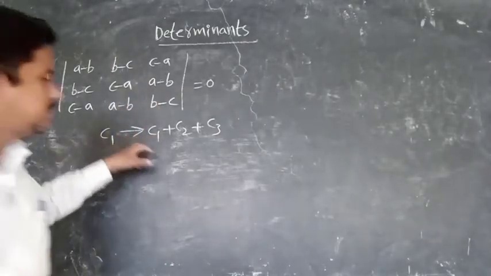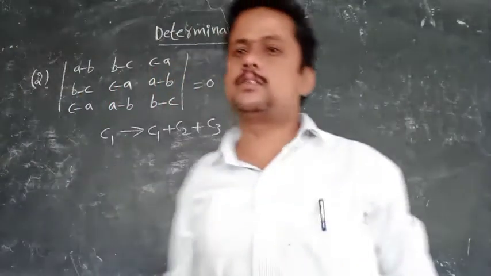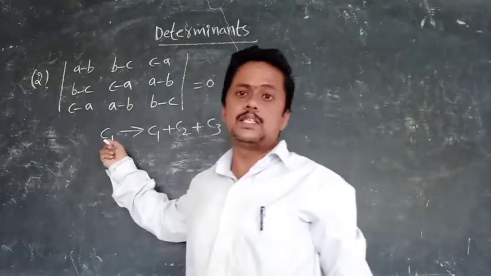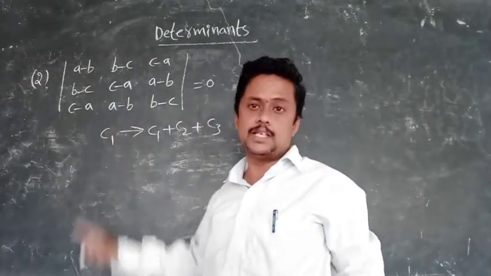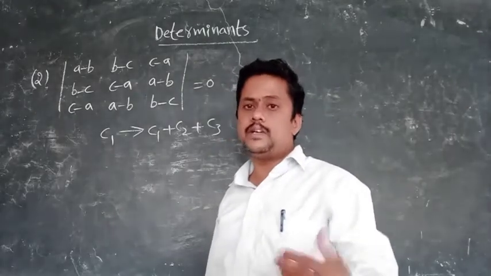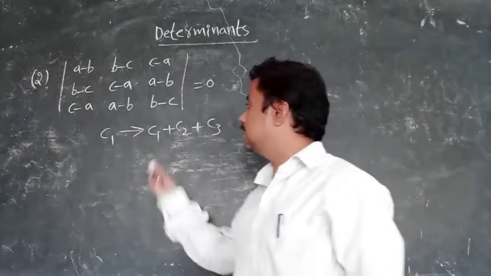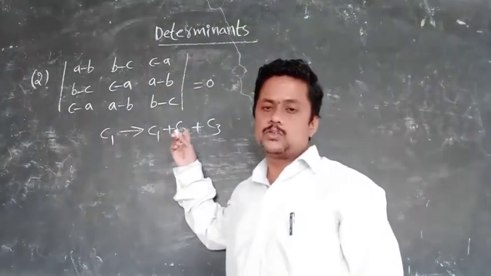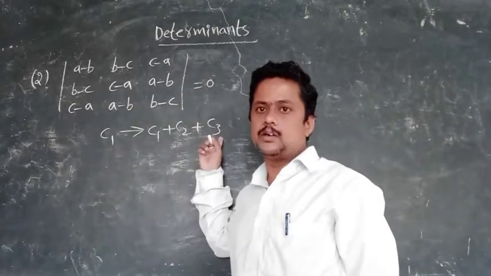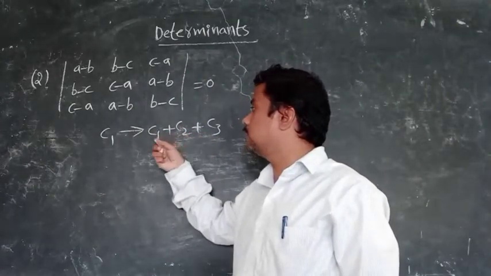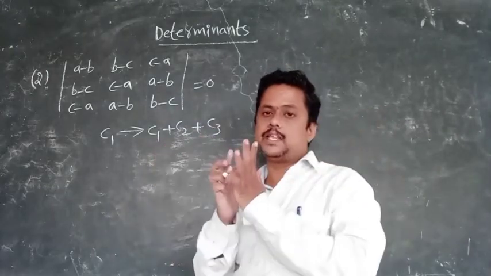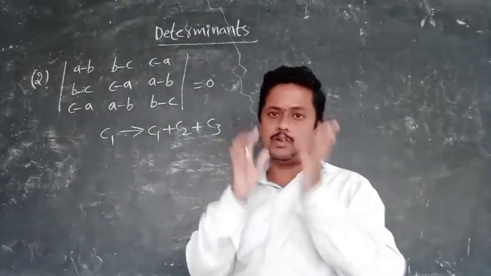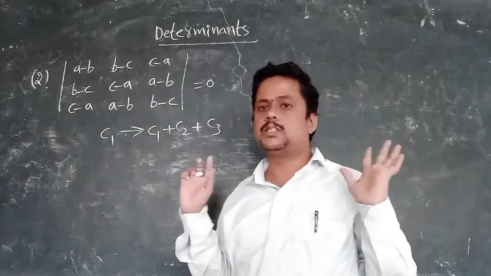What is the meaning of this? C1 implies, which column is changing? C1, column 1. Column 1 is changing. How is it changing? C1 plus C2 plus C3, by adding the values of column 1, column 2, column 3. After adding all these, we put it in C1, which means it will be changing.